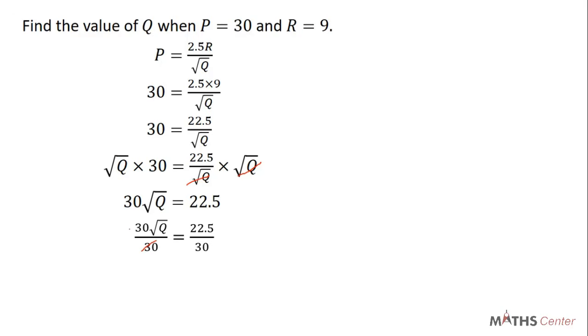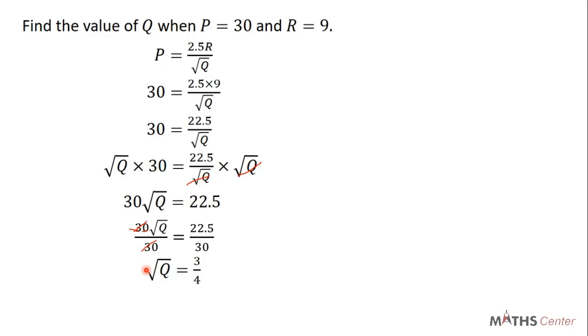30 will cancel 30. That means that square root of k will be equal to 22.5 divided by 30, which is 3 divided by 4. So we have square root of k is equal to 3 divided by 4. We need to find k or make k the subject.